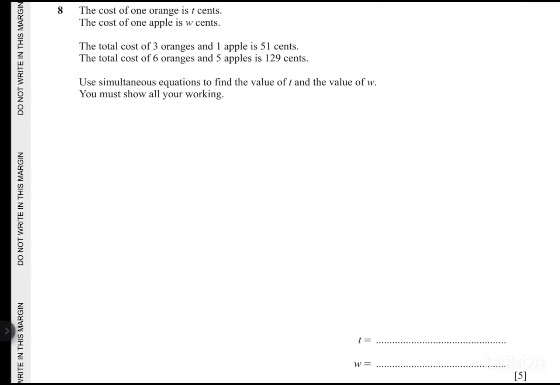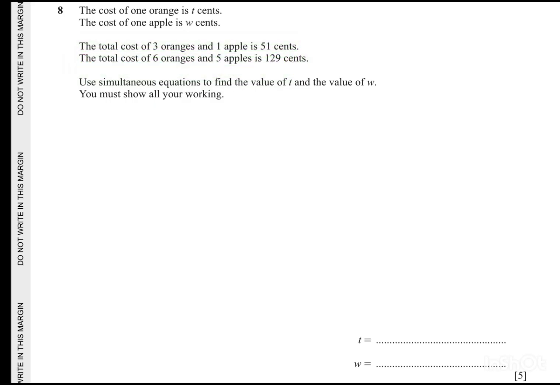Question 8 is a 5 marks question, so you have to show all your working here. So read the question carefully. The cost of one orange is T cents. The cost of one apple is W cents. The total cost of 3 oranges and 1 apple is 51 cents. The total cost of 6 oranges and 5 apples is 129 cents.